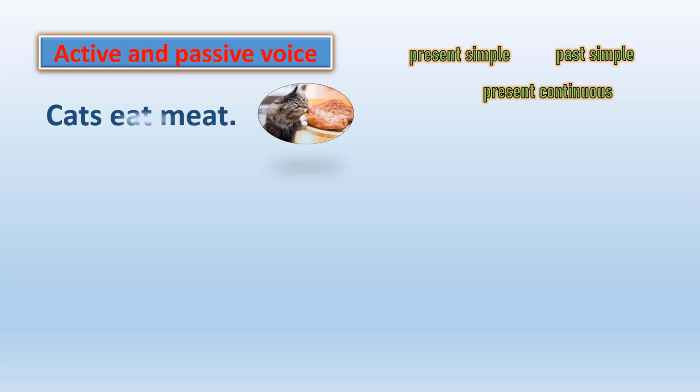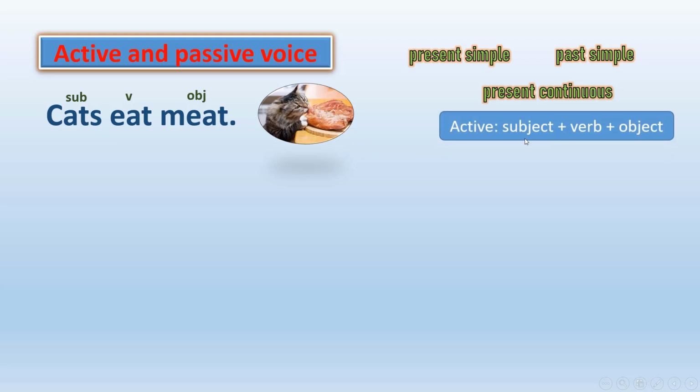Number 1. Cats eat meat. Cats here is the subject, الفاعل. Eat is the verb and meat is the object. Now this sentence begins with the subject, بدأت بالفاعل, so it's active. Active sentences begin with the subject, then the verb, then the object. When the subject is important, we have active sentences.